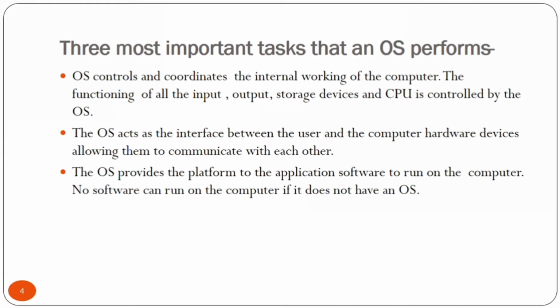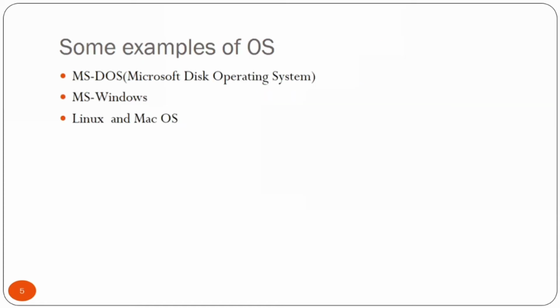The operating system provides a platform to the application software to run on the computer. No software can run on the computer if it does not have an operating system. So, these are the three most important tasks that an operating system performs. Next, some examples of operating system are MS-DOS, which is called Microsoft Disk Operating System, MS Windows, Linux, and Mac operating system.